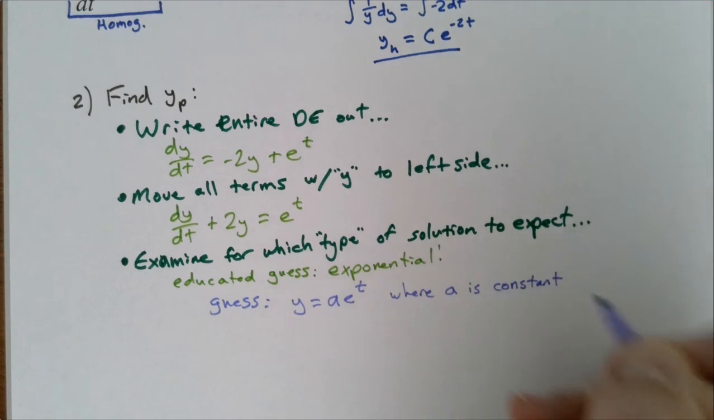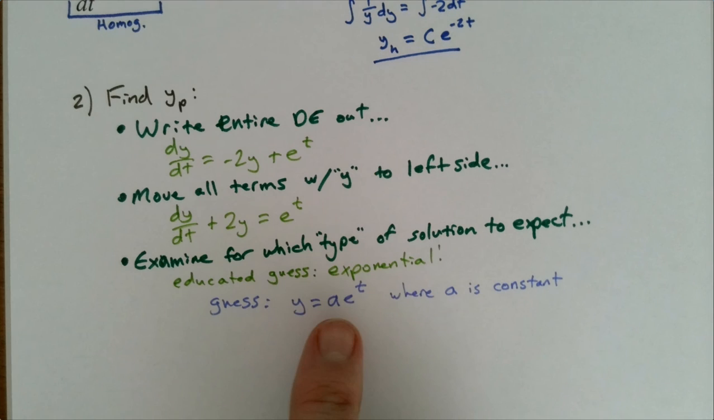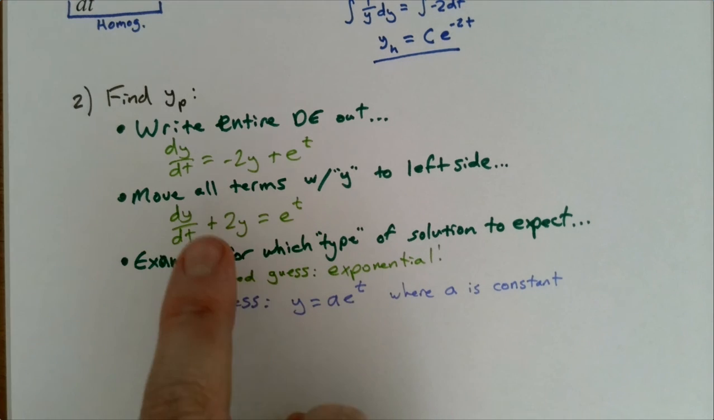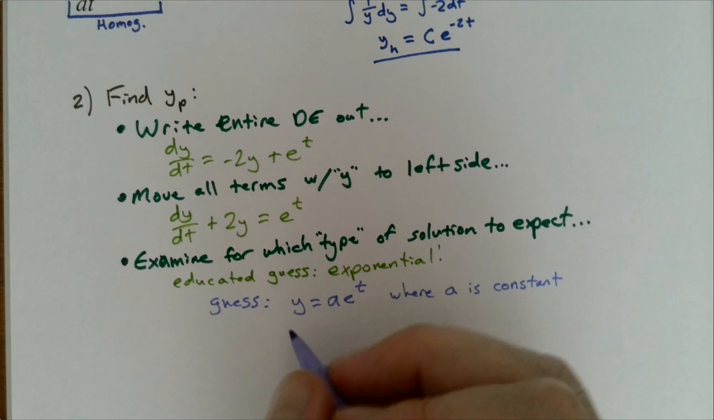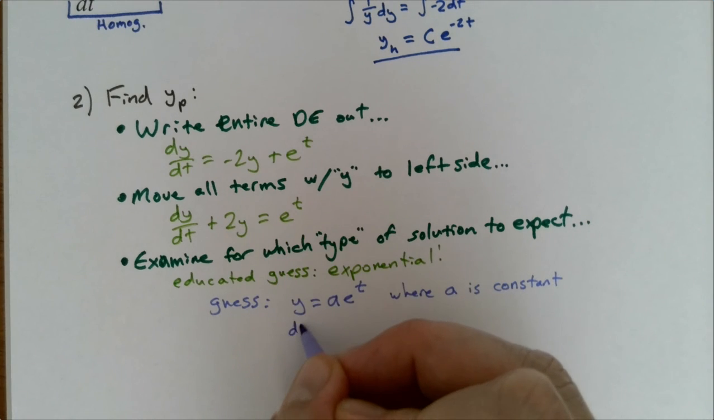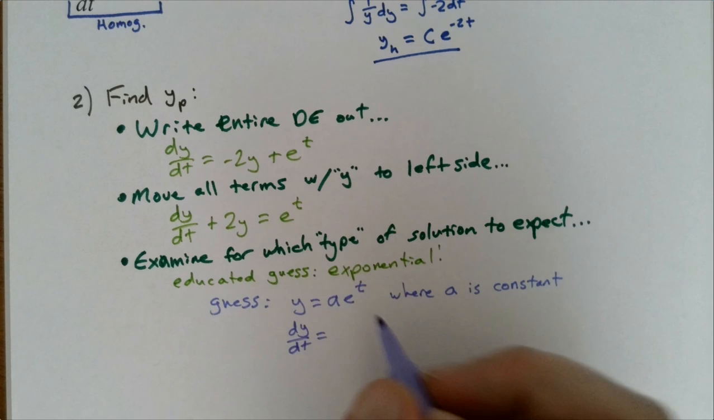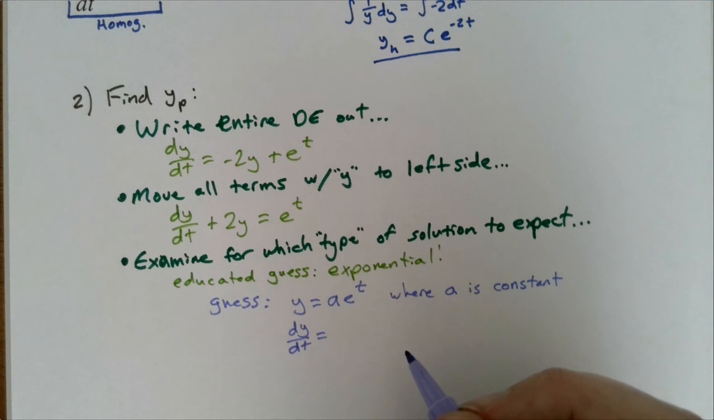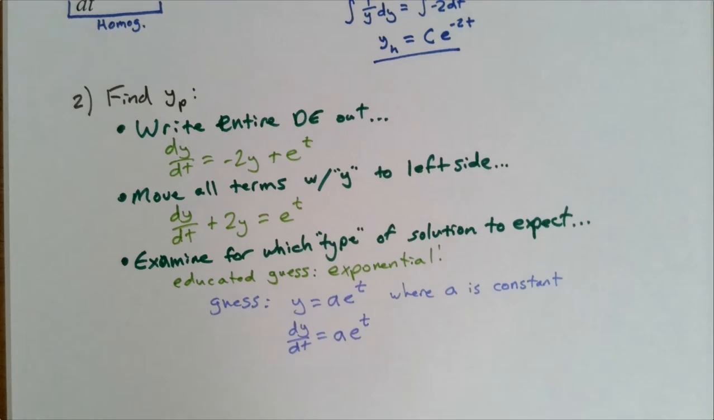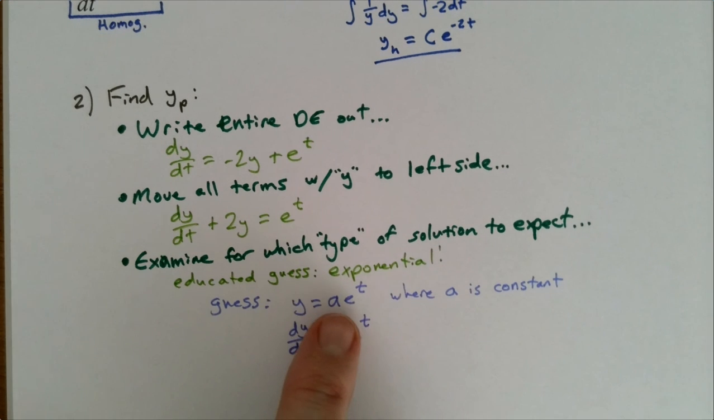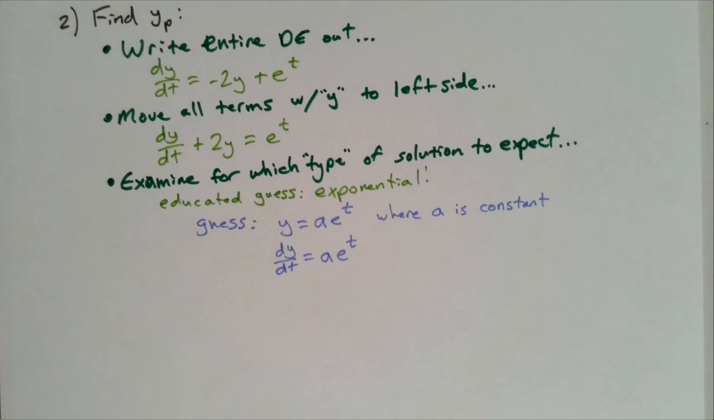And I don't know what the constant is, but I know that if I were to plug this in for y here and here, I might be able to figure it out. So I need to know now what is dy dt. Taking the derivative of this is not too tough. It's just itself, a e to the t. No big shakes. And because I've guessed this and I know what its derivative is, I can test my guess. I can literally substitute it back in.